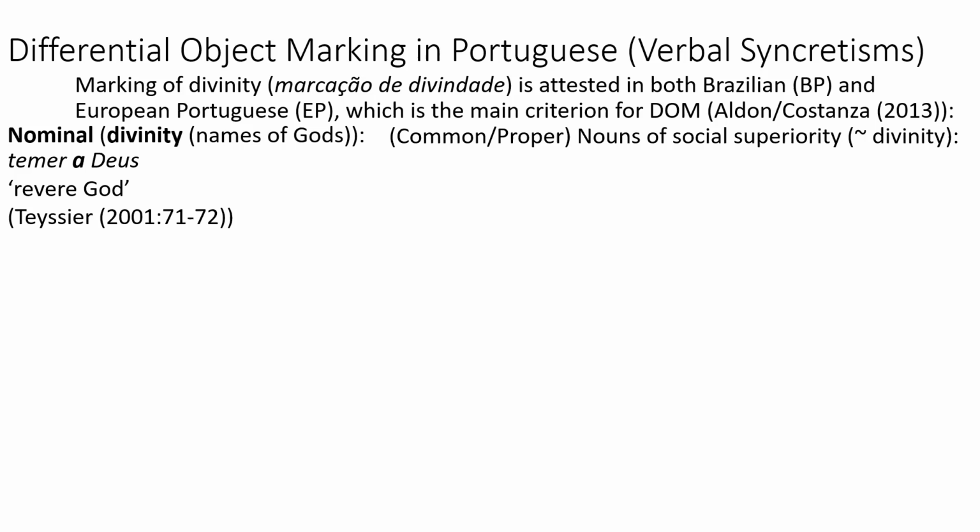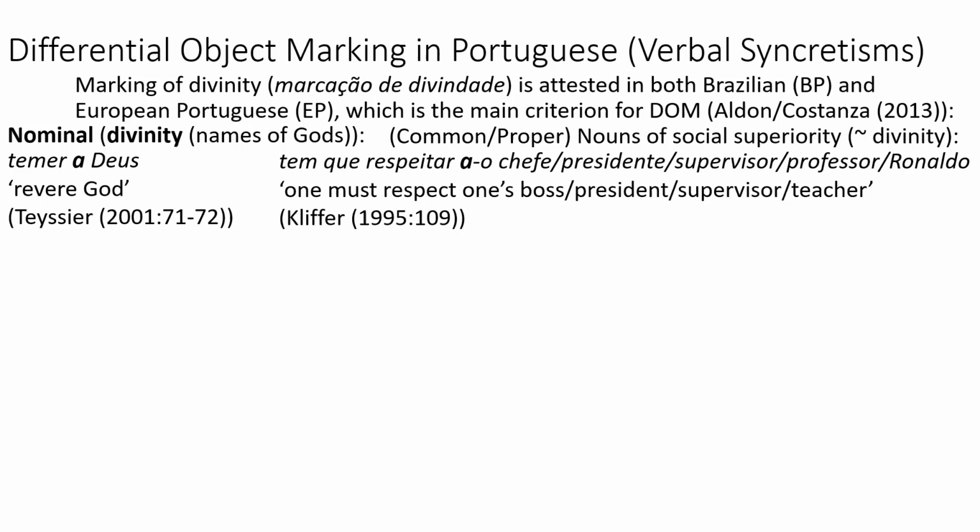It can also apply to certain common and proper nouns for social superior beings. If the object noun is a celebrity or someone famous or someone powerful, who's metaphorically like a god, we can also use a. So for example, there's a famous example: respeito ao chefe, ao presidente, ao supervisor, professor, or if you're a football fan, a Cristiano Ronaldo. So yeah, it's possible to use "a" in denoting people who are more powerful, more famous than you are in Portuguese as well.